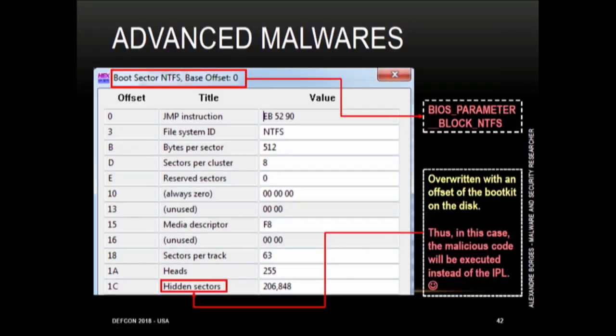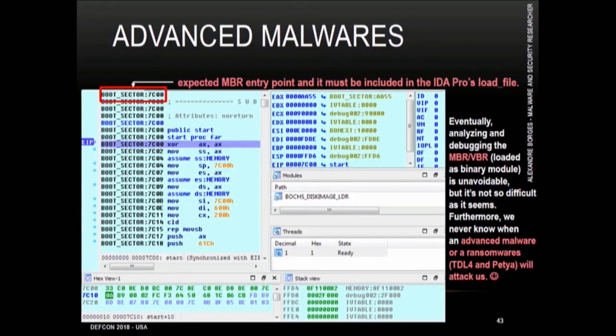In this case, this kind of malware alters the last field, hidden sectors, to change it to another address and execute the malicious code instead of executing the IPL. Here, we have a real case about malwares such as TDL4 or Petya, which encrypt and infect the MBR. So in this case, the trick is to load a good MBR and a bad one in IDA Pro and emulate them using the Bochs emulator, so I can compare them to make my analysis easier.